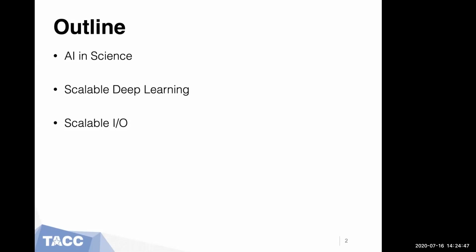So the outline of my talk will be first covering AI in science, basically giving you a motivation for why we are doing deep learning on HPC and for science. The second part is about scalable deep learning, particularly about optimizers. And the third part will be some practical work we have done to enhance the I/O performance of scalable training so that we can run large-scale DL training on supercomputers without incurring I/O problems.